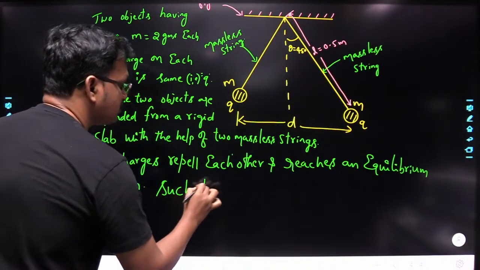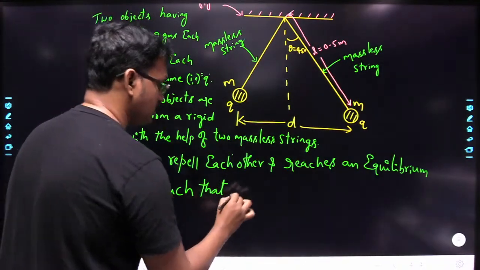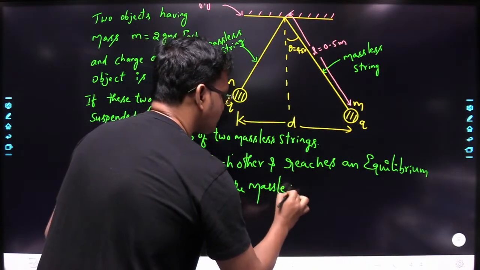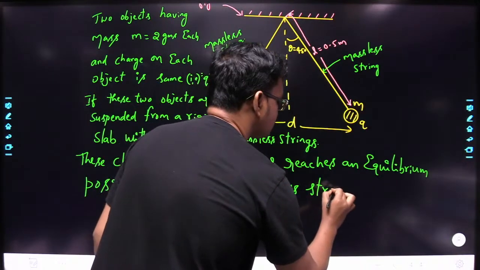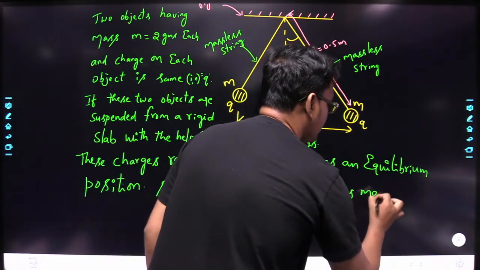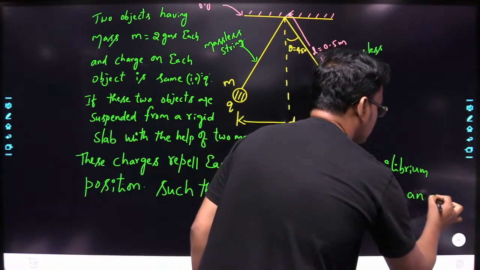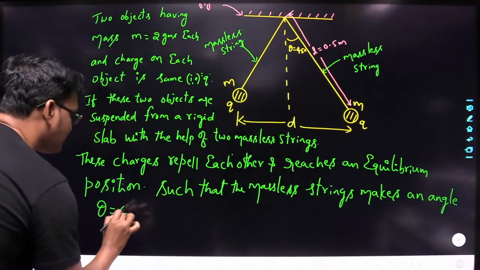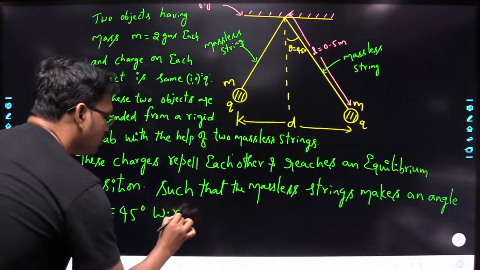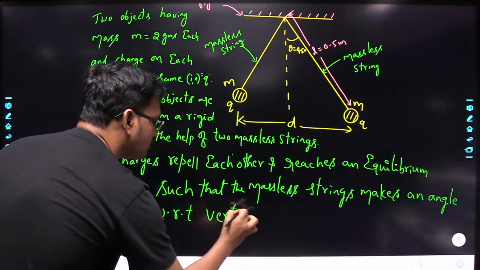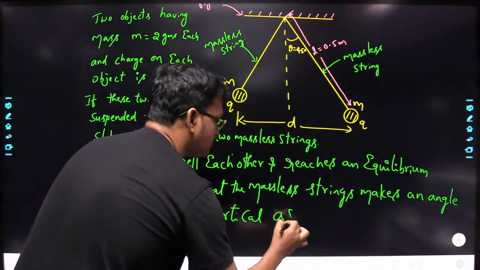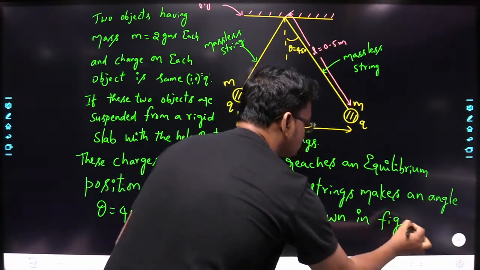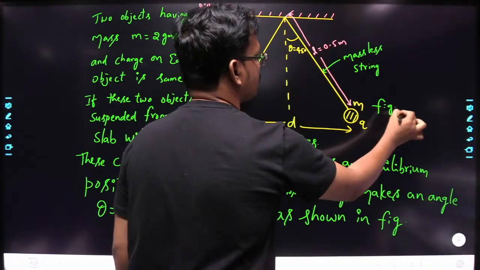Such that the massless strings make an angle theta equal to 45 degrees with respect to vertical, as shown in the figure. So this is the figure they have given, right?